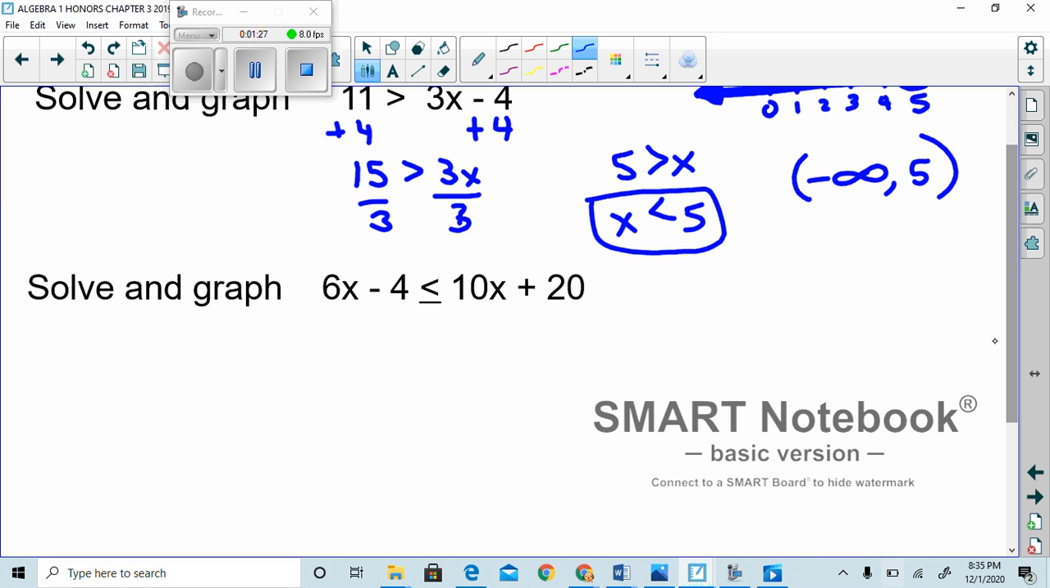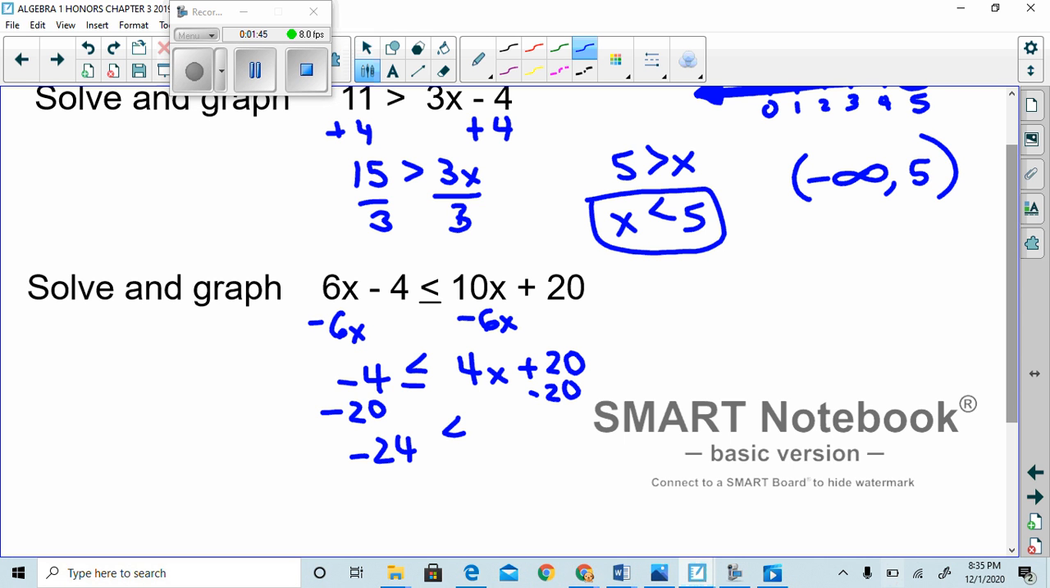This is a multi-step with variables on both sides. Let's collect our variables to one side. That leaves us with negative 4 is less than or equal to 4x plus 20. Start isolating your variable, again using your inverse operations. Lastly, divide. And you get negative 6 is less than or equal to x, which again we're going to rewrite as x is greater than or equal to negative 6.